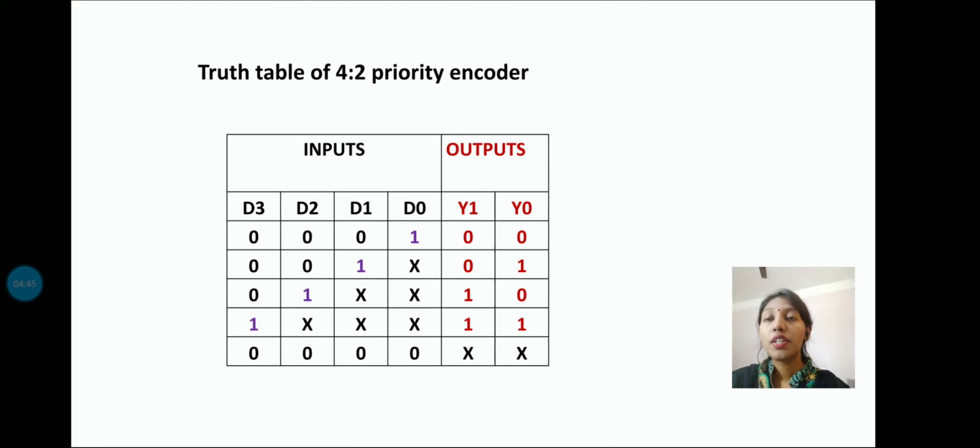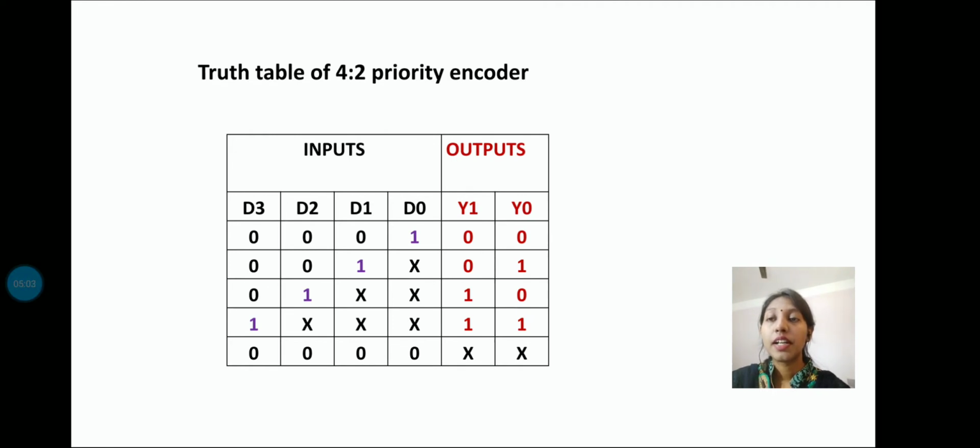When D0 is the only input bit active, and all the other higher priority inputs are 0, then the 2-bit binary code corresponding to the decimal digit 0 is obtained at the output, that is, 00.